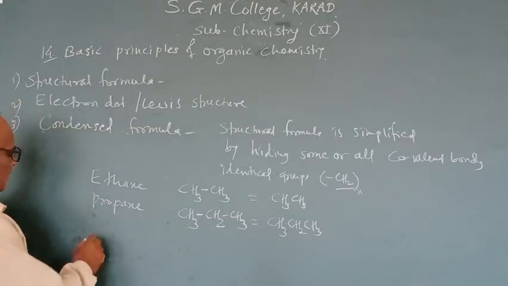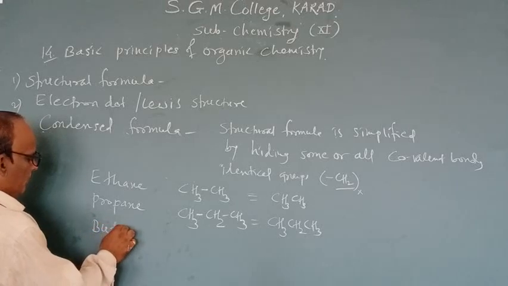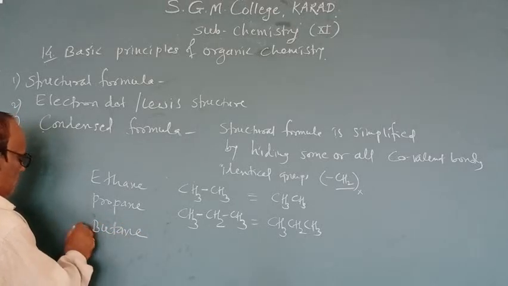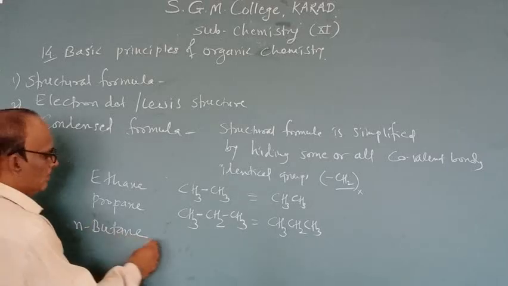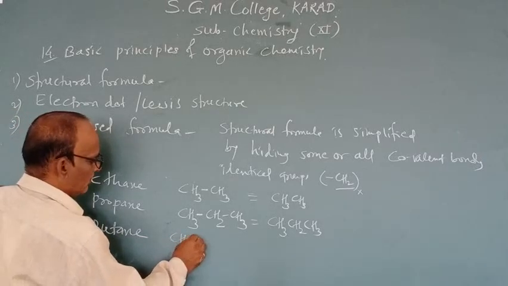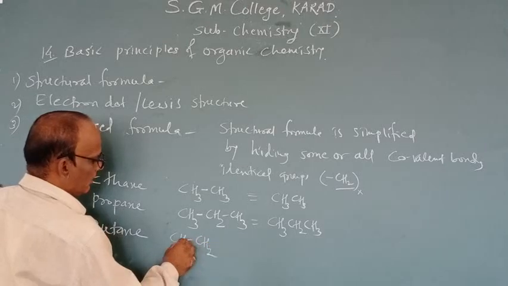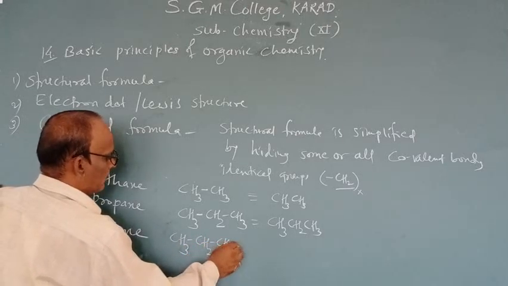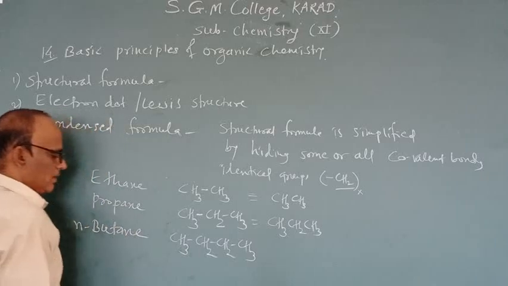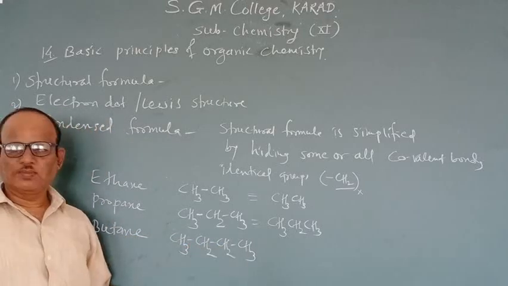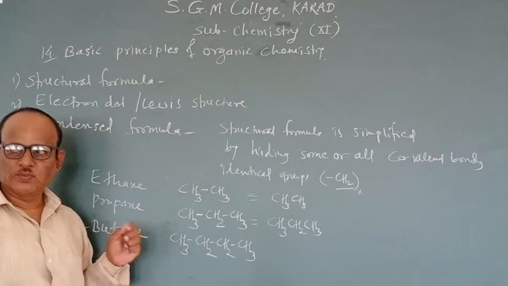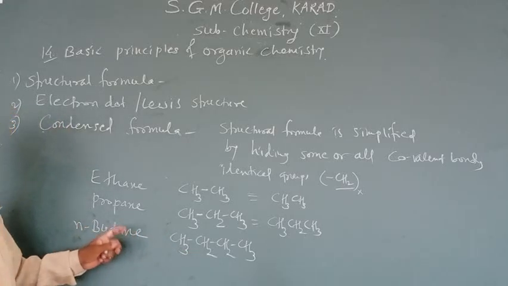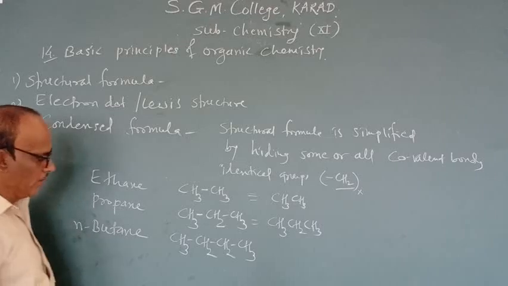for each carbon atom. Take another example, butane, that is n-butane. N means all the carbon atoms are in a continuous chain. So its formula with bonds we can write like this: CH3, CH2, CH2 and CH3. The first and last carbon have 3 hydrogen atoms, and the middle carbon atoms are attached to 2 hydrogen atoms, for satisfying the valency of carbon.